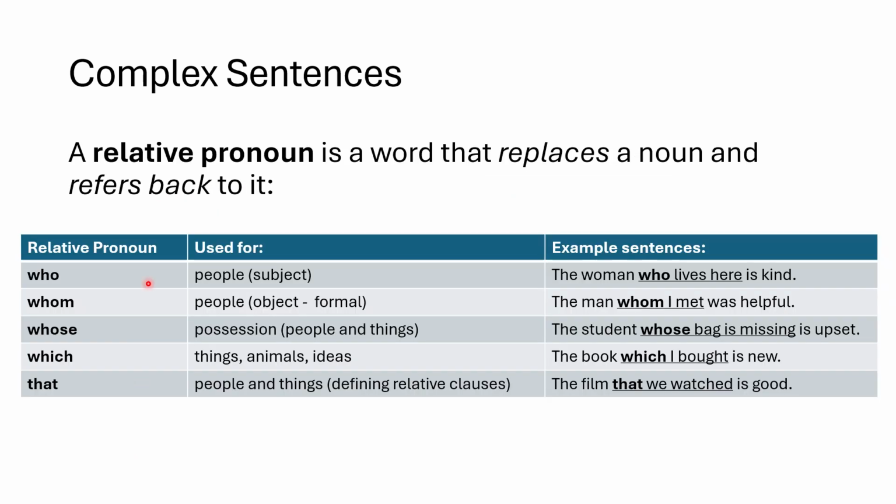A relative pronoun is a word that replaces a noun and refers back to it. In these example sentences, the relative pronoun is bold and the relative clause is underlined. The relative pronoun who is used for people as a subject. For example, the woman who lives here is kind.